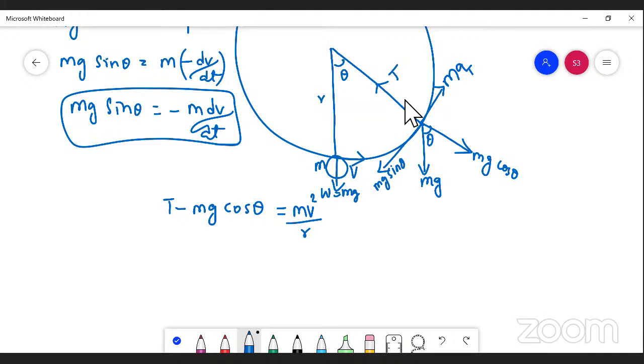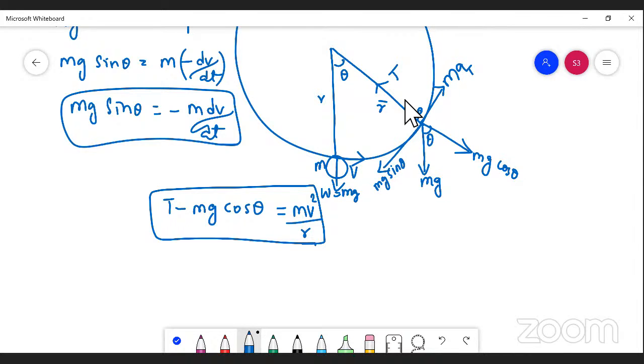Here r is the length of the string, and r acts as a position vector, from the center point O to the point P. So mv squared by r is the centripetal force. So T minus mg cos theta is equal to mv squared divided by r. This is the net force acting along the string in the inward direction. It is a very important equation.